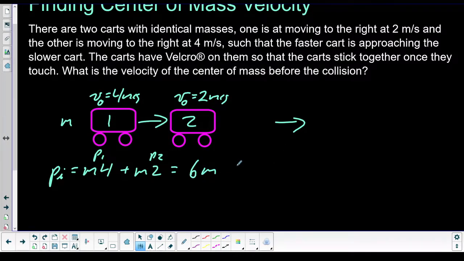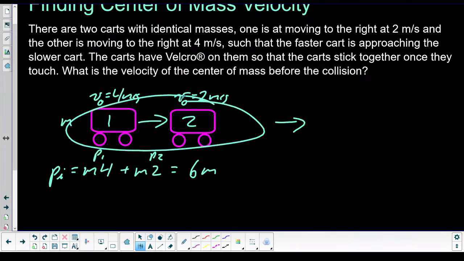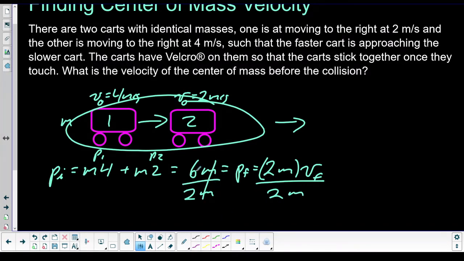Okay. Because it's a closed system, that's my system, the 2 carts, they stick together. This is going to equal the final momentum. They're stuck together. So what's the total mass at the end? 2m. And we're looking for the final velocity. You're going to say, why? We'll get there in a second. So we can divide both sides by 2m. The m's cancel. 6 divided by 2 is 3. So our final velocity is 3 meters per second.